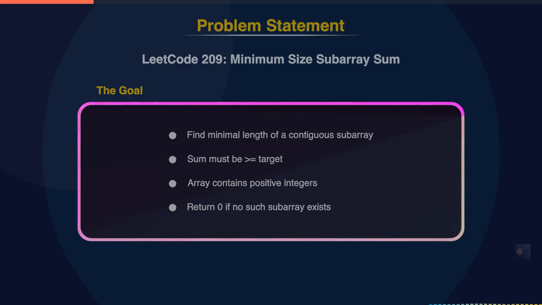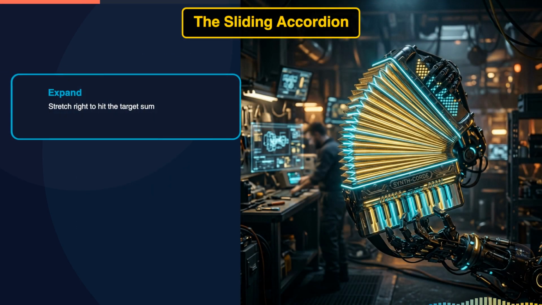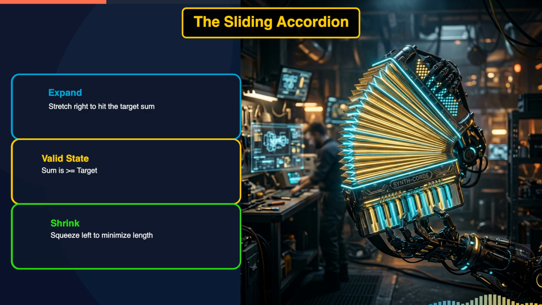Think of it like an expanding and shrinking accordion. You stretch the accordion to reach a certain volume or target sum. Once you hit that target, you try to shrink it as much as possible from the other side while still maintaining that volume. We want the tightest squeeze possible.